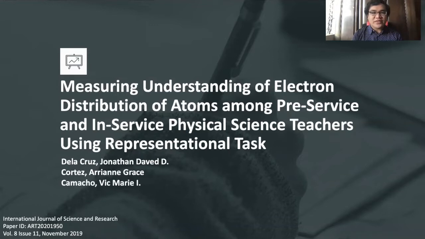I will be presenting today a research on measuring understanding of electron distribution of atoms among pre-service and in-service physical science teachers using representational tasks. This study was conducted together with Ms. Arrianne Cortez and Professor Vic Marie Camacho.